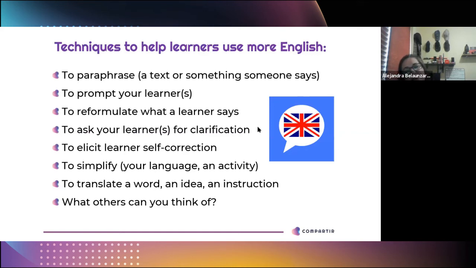Do you have any other ideas about what you do in your classes, or when to use or not use English? Something else you would like to add?